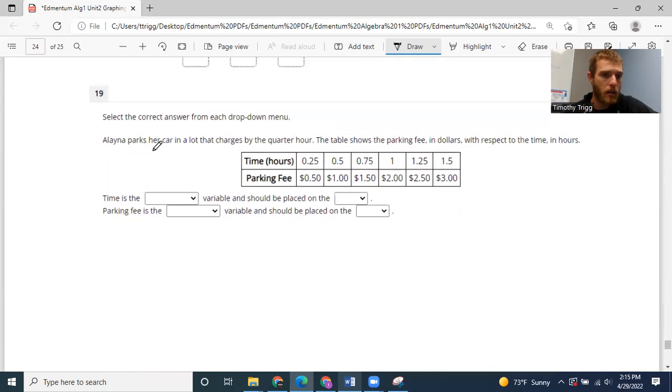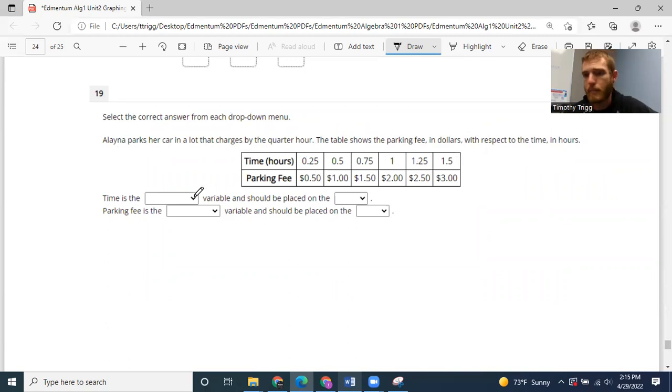Alanya parks her car in a lot that charges by the quarter hour, so every 15 minutes. The table shows the parking fee in dollars with respect to the time in hours. Okay, so you can see the fee, 50 cents for a quarter hour, $1 after half an hour, and so on.